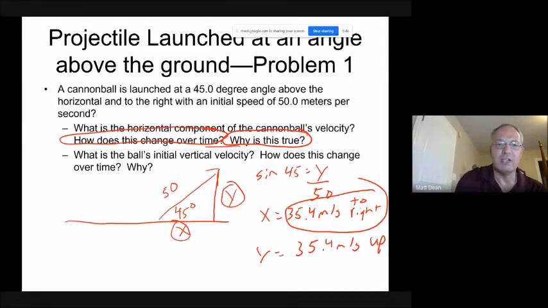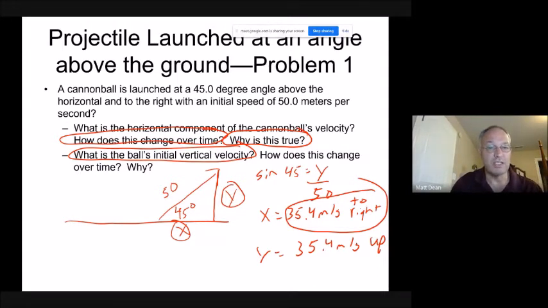So the ball's initial vertical velocity is 35.4 meters per second up. How does this change over time? Well, this one's going to change because there's a net force acting on that cannonball in the vertical direction. And that net force is gravity.